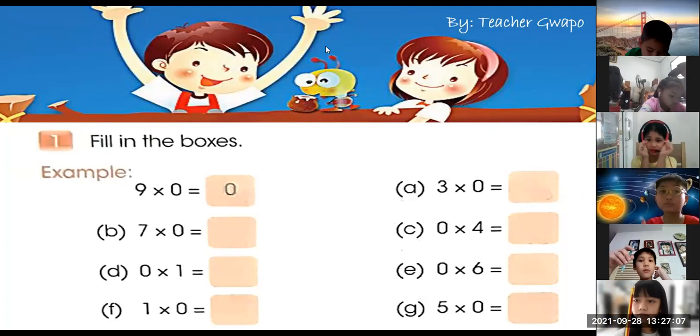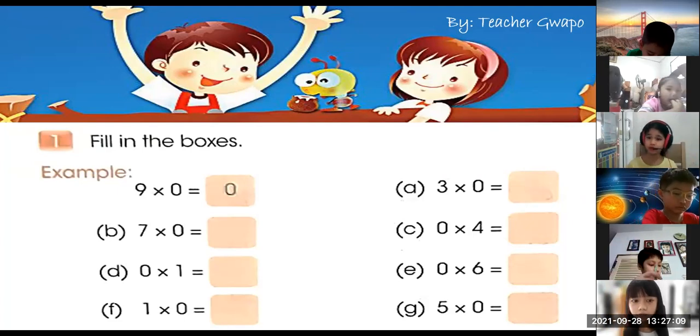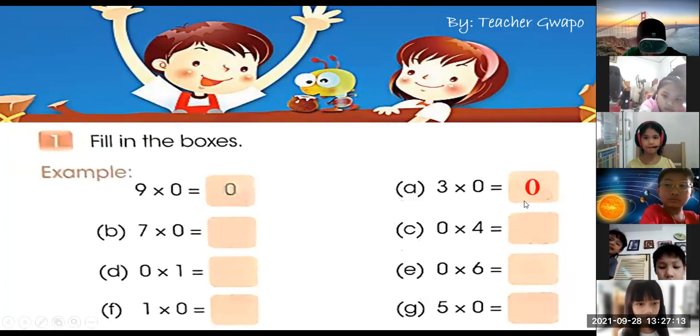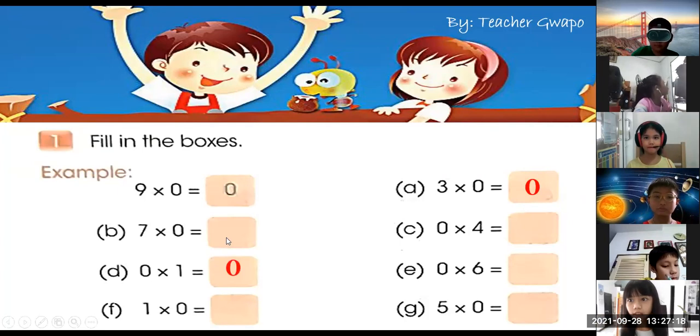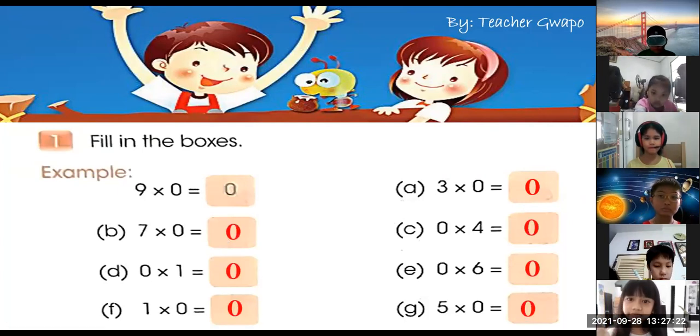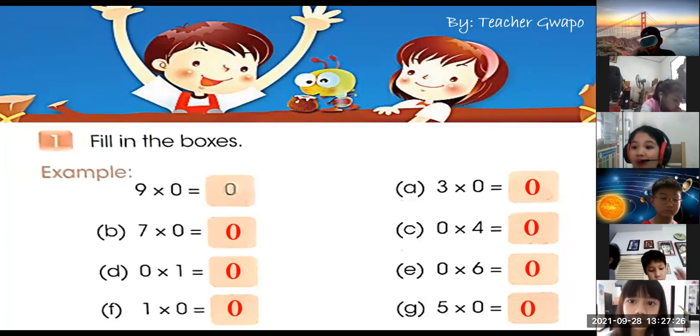2, 1. Letter A. 3 times 0 is, of course, 0. Letter B. 7 times 0 here is 0. All answers here are 0 because we multiply these numbers by 0, right?